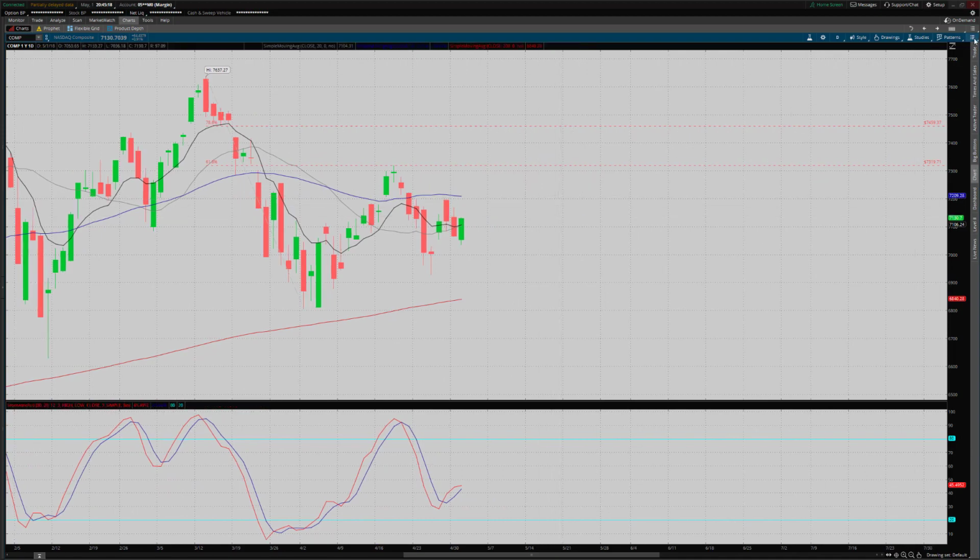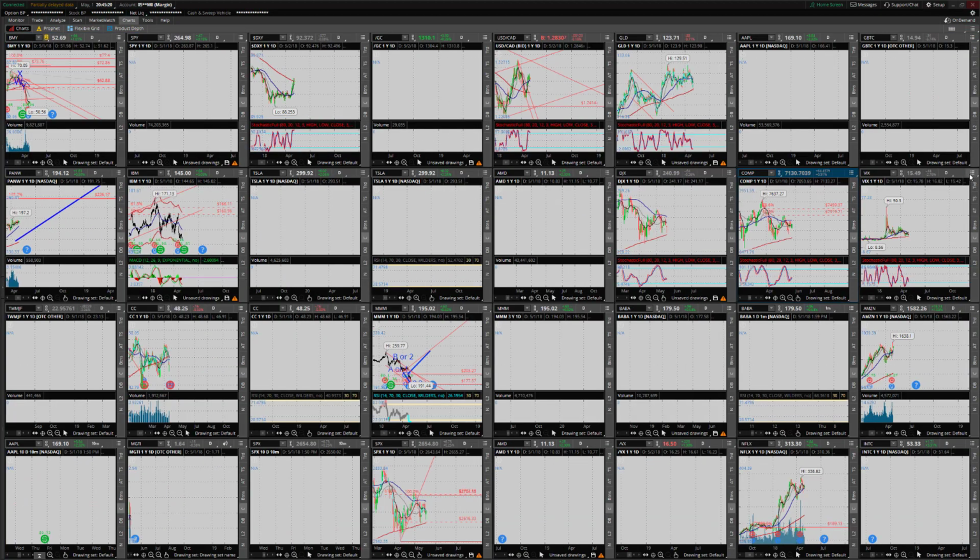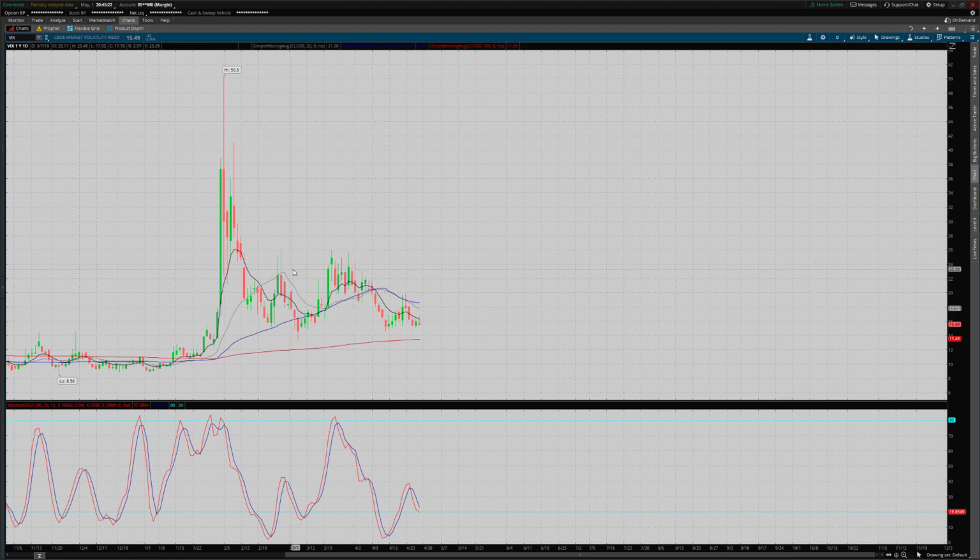Okay, that's good for the NASDAQ. Let's go to the VIX. And the VIX, still nothing going on here. As long as the VIX remains calm like this, stocks can certainly rise without too much issue. So nothing remarkable there on the VIX.